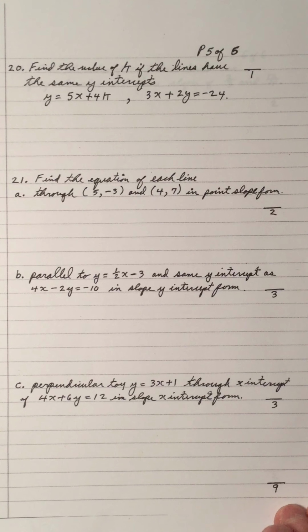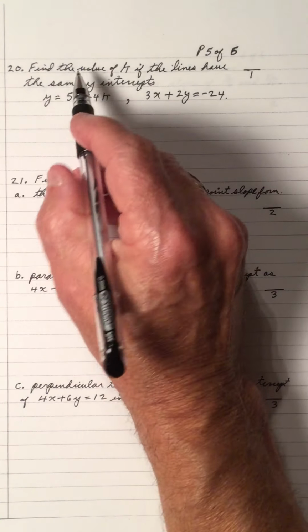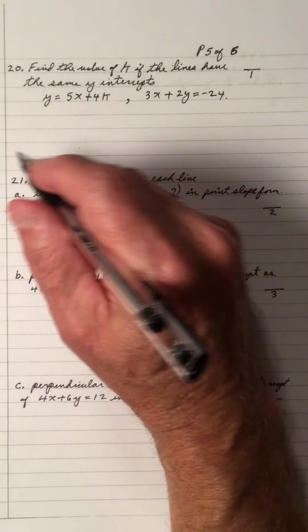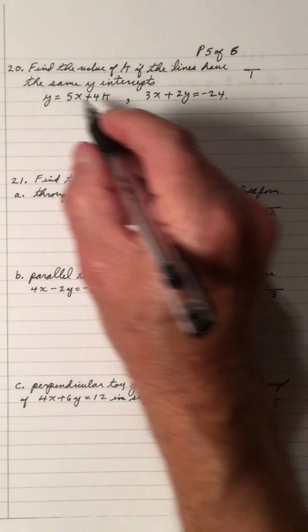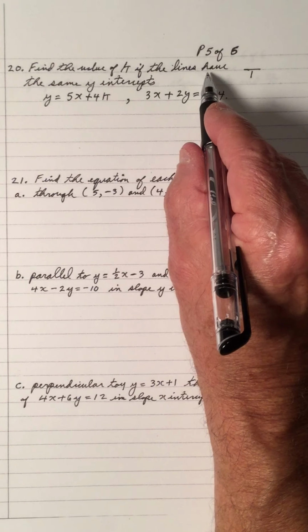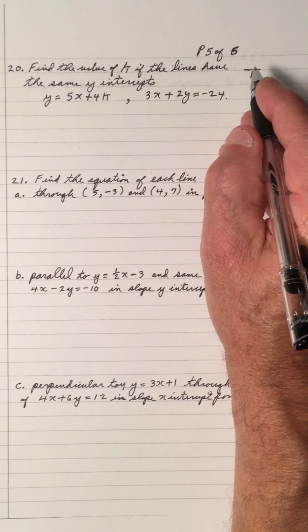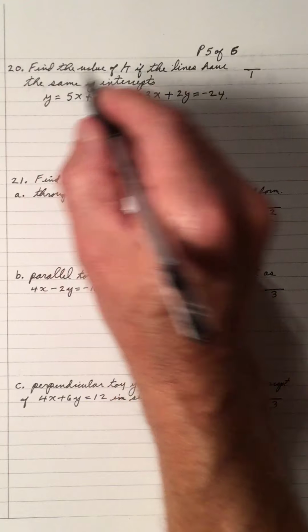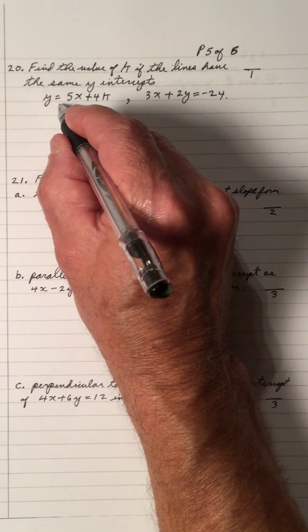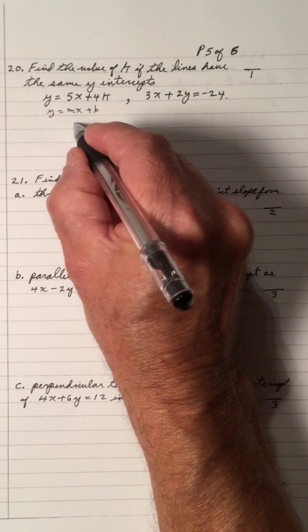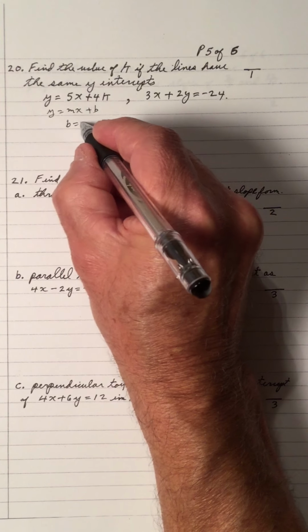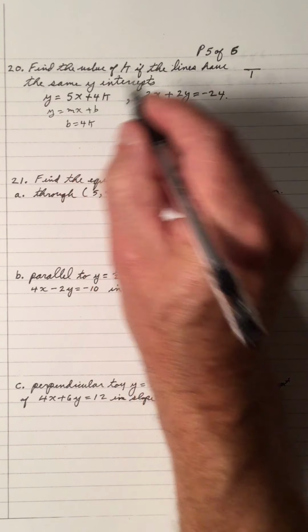Number 20. Again, pause the video, work all these out one at a time, press play to see how you're doing. Find the value of k if the lines have the same y-intercepts. This line is y equals mx plus b, so the y-intercept of this line is 4k.